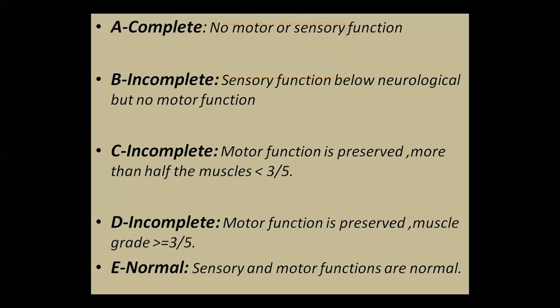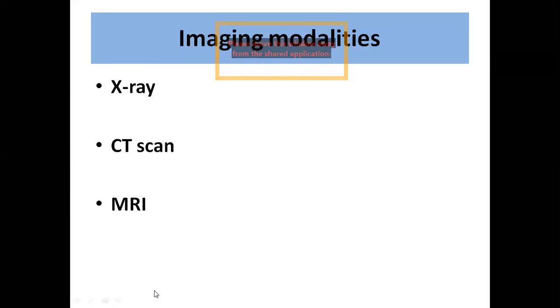So ASIA A, complete neurology, no motor function, no sensory function. ASIA B, sensation is there, no motor function. ASIA C, motor function is there, but the power is less than 3/5. ASIA D, the power is more than 3/5. ASIA E is normal. Okay, this is called the ASIA grading of thoracolumbar or spinal cord injury patients. So you have assessed the patient, stabilized the patient, the complete neurological examination was done, and whether the patient is in neurogenic shock or spinal shock has been recorded.